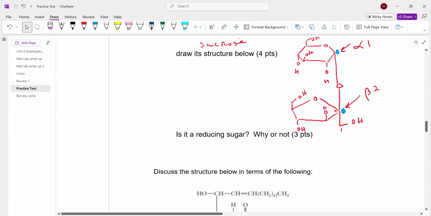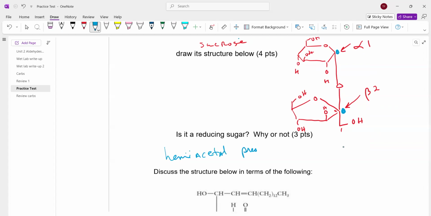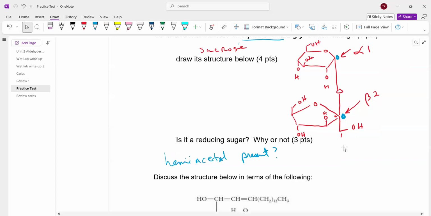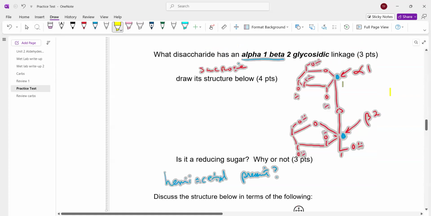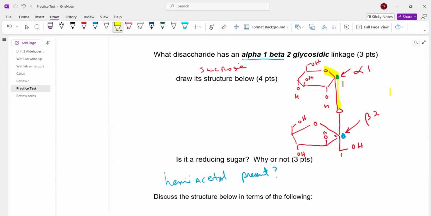So is hemiacetal present? Well, let's look. We have OCO. There's no OH there, so that's not a hemiacetal. And here we have OCO. No OH there either at the anomeric carbon. So neither one is a hemiacetal. So the answer is no.